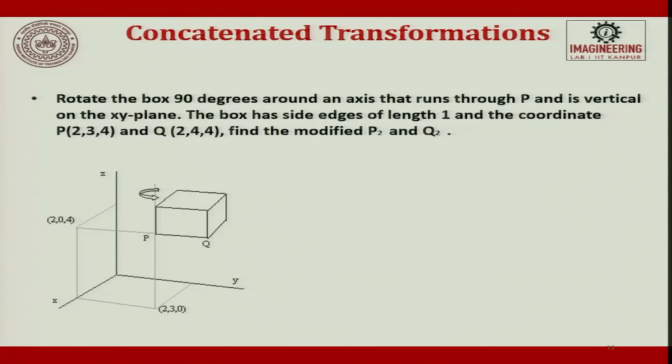Thank you. So now let us take an example and try to solve the example. Rotate the box by 90 degrees around an axis that runs through point P and is vertical on the xy plane. The box has side edges of length 1 and the coordinates P is nothing but 2 cross 3 cross 4 and Q is nothing but 2 cross 4 cross 4. Find the modified P2 and Q2.